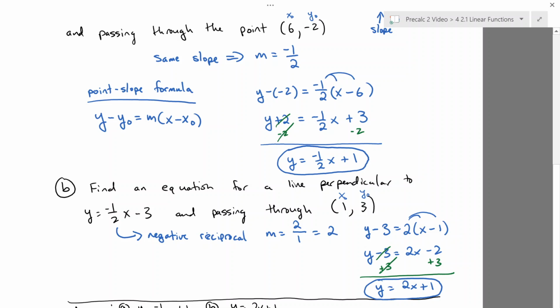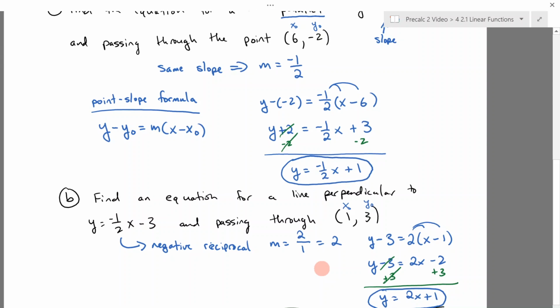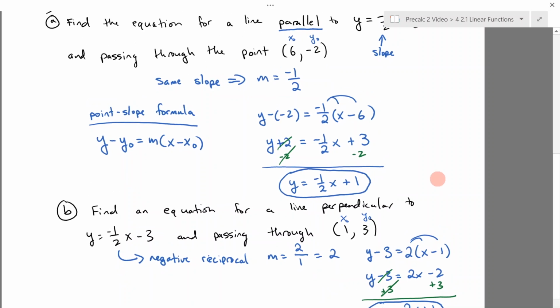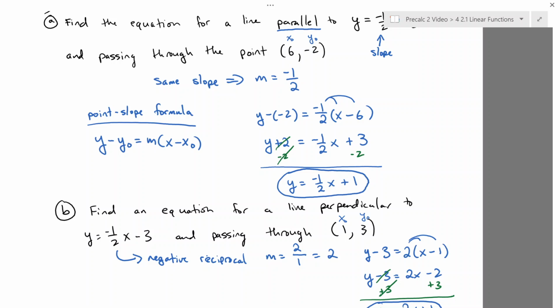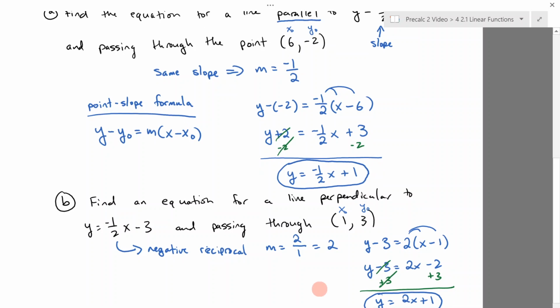Okay, so again, the main idea is that parallel lines have the same slope, and perpendicular lines have slopes that are negative reciprocals of each other. And then we can just use the point slope formula to write down the equation of the line.